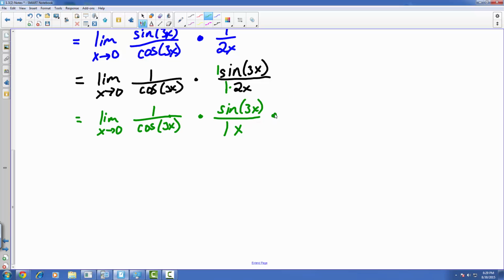And then we also have this times, well, there's nothing really on top except for this 1. And on the bottom, we only have just this 2 that's left over. The 1 and the x actually already came with them during the middle one. So ultimately, we just have 2 on the rightmost fraction. Now we can go ahead and apply our limit to all 3 of these.